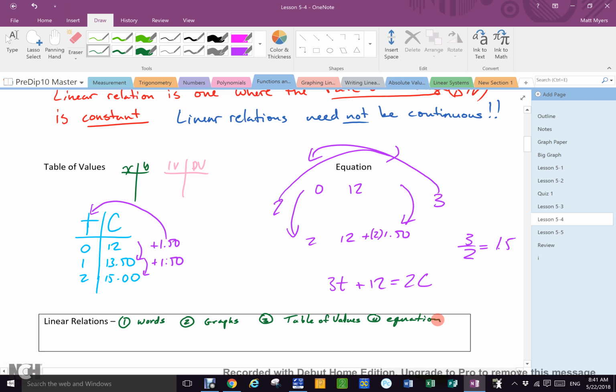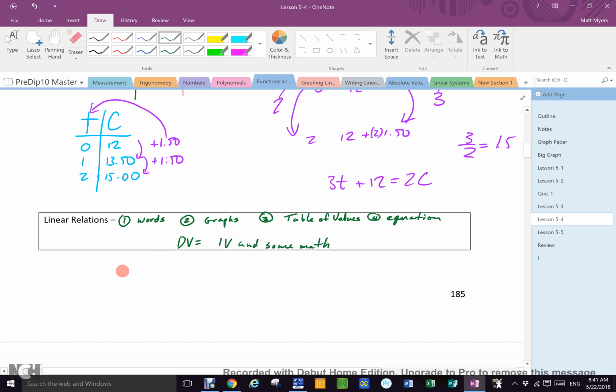Now remember, the equation is always dV equals IV and some math. Right? You're going to do some arithmetic to that IV to get your dV. Everybody got it? All right.